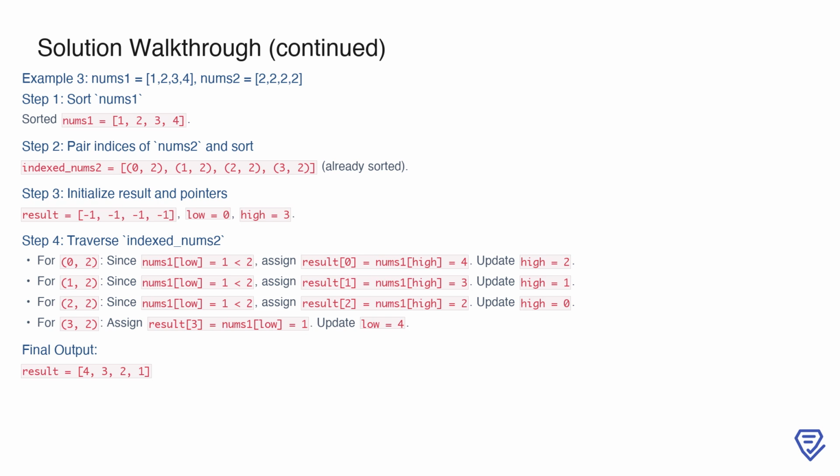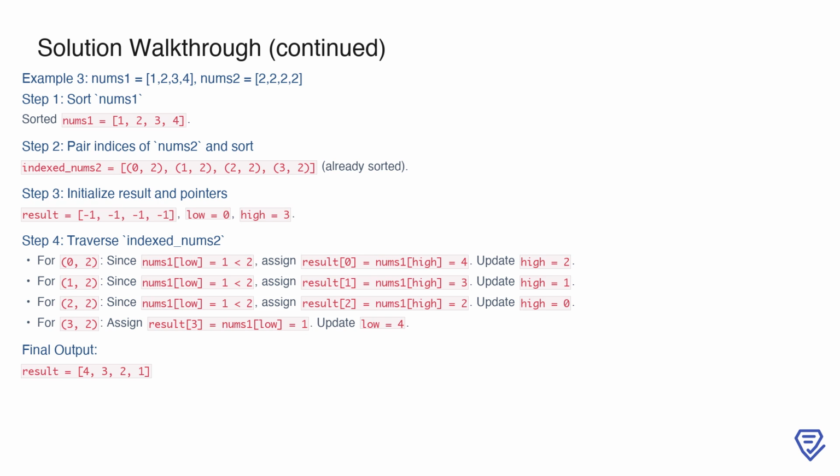For nums2, pairing with indices gives (0, 2), (1, 2), (2, 2), (3, 2), which is already sorted. We then initialize result as [-1, -1, -1, -1], and set the low pointer to 0 and high pointer to 3. Now, we evaluate each pair in indexed_nums2. For (0, 2), nums1[low] is 1, which is less than 2. Therefore, we assign result[0] equals nums1[high], which is 4, and decrement high to 2.